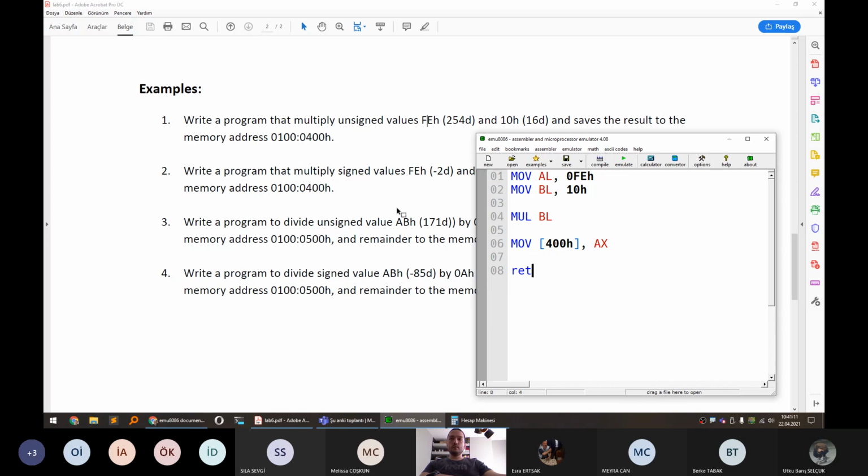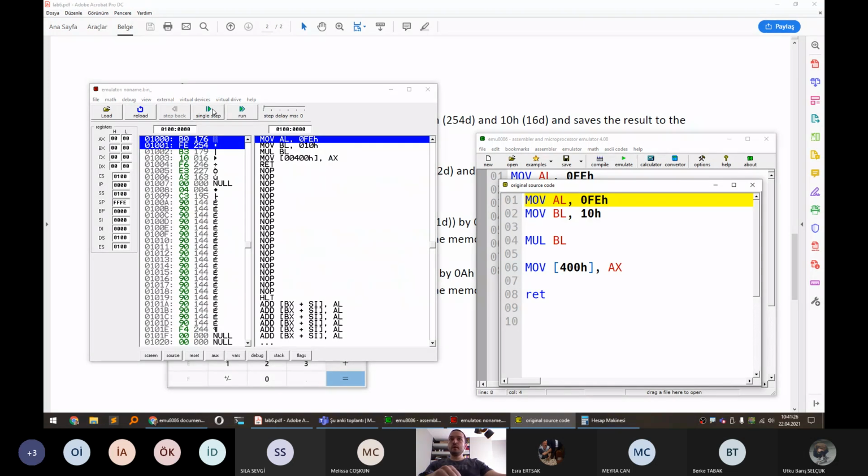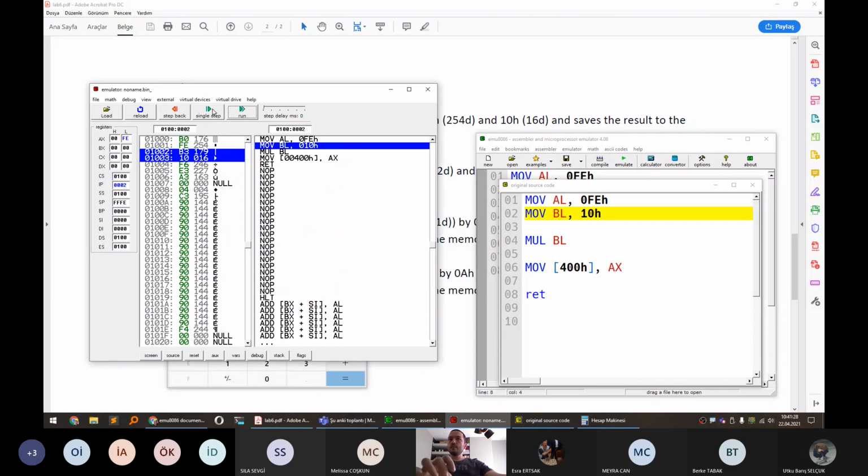Okay, the actual result, what will be the result? 254 times 16. The result will be 4064, FE0. Okay, let's emulate. FE. Okay, we put 0 at the end, that's right.